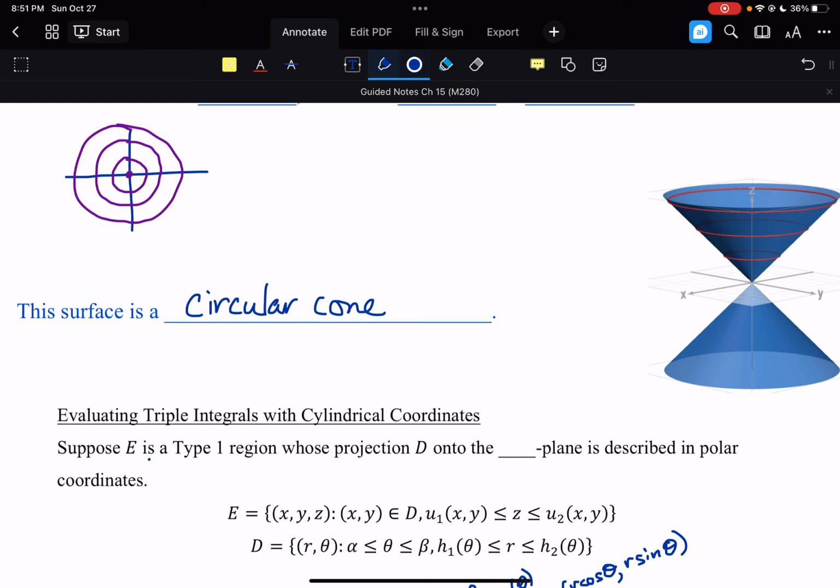So suppose that E is a type 1 region, so projecting down onto the xy plane. So this projection D onto the xy plane is described in polar coordinates. So we have x and y in the domain, z is between two functions of x and y, but then this region D is best described using r and theta. In that case, the 3D component stays z, and the 2D double integral that goes along with it will just be in polar instead of x's and y's.